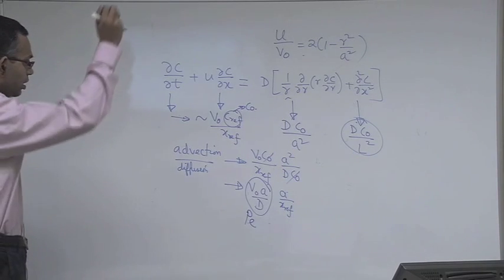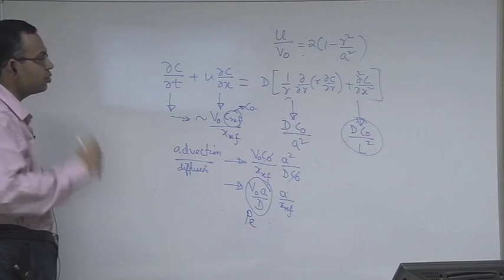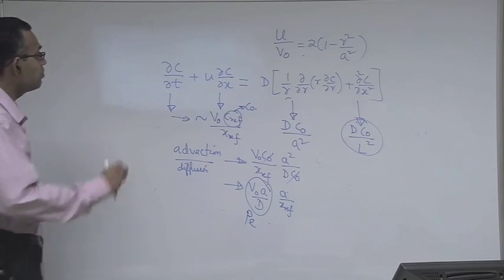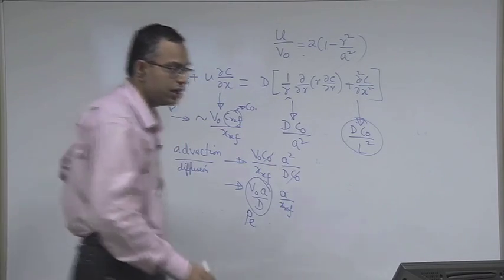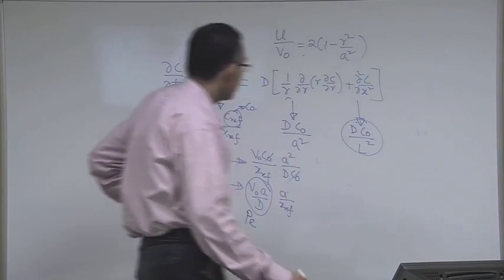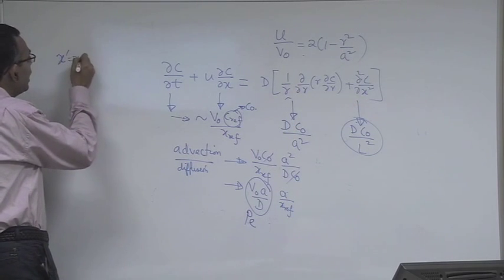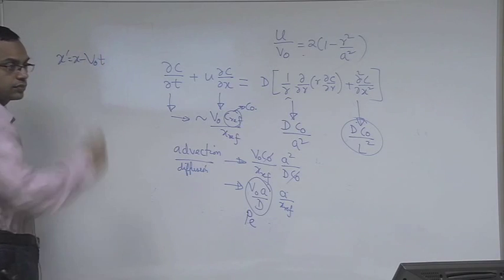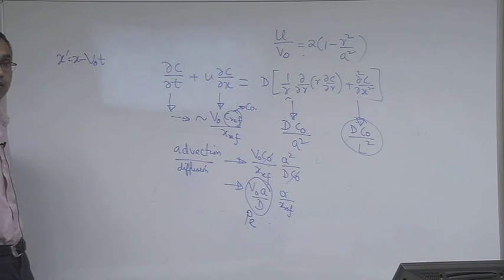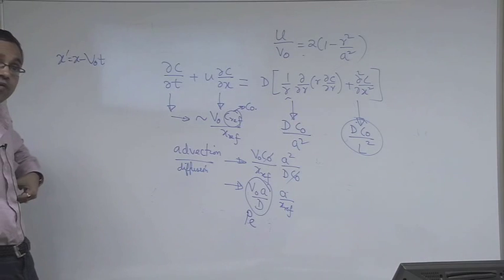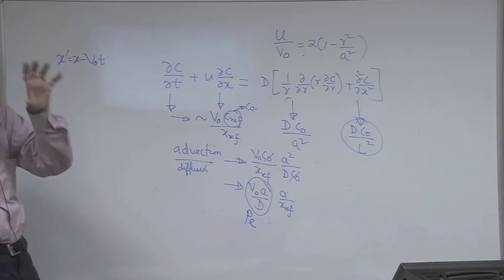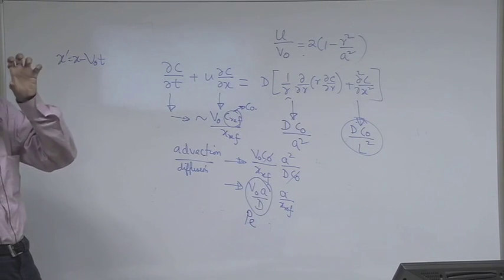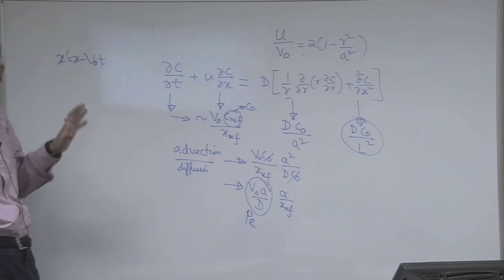Now, let us say that we want to study this phenomenon in a reference frame that moves with the average flow velocity. So, we make a coordinate transformation x dash is equal to x minus V0 into t. What is the time scale over which we are observing the phenomenon? We are observing a time scale which is greater than the diffusion time scale, typically a square by D, and less than the advection time scale, which is L by V0. That is what is our regime.